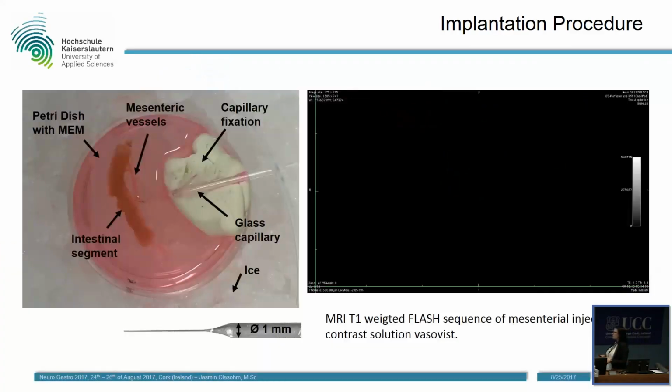Okay, what we did to bring our nanoparticle labeled neurospheres into our gut segment, we injected a pulled glass capillary pipette, which you usually know from electrophysiological experiments like patch clamping or something, luminally to the mesenteric vessels, and fixated them.